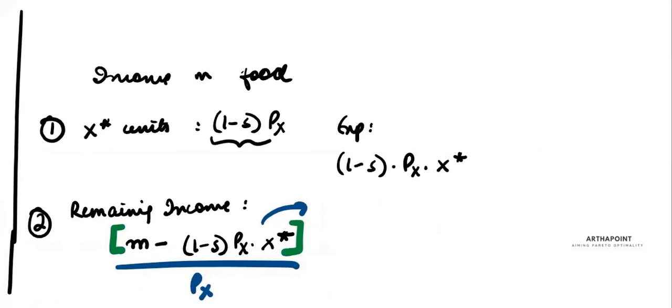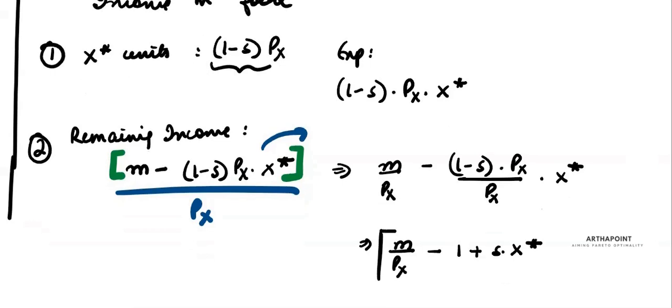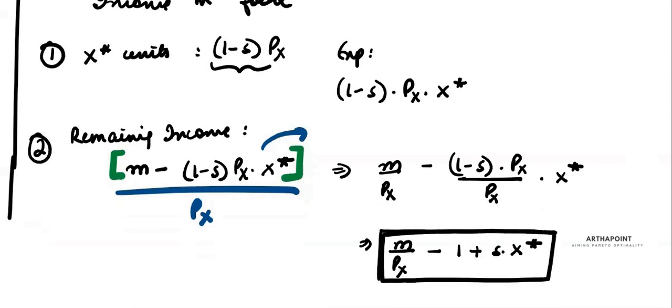So if I go ahead and solve for this, I will get M by PX minus 1 by S into PX by PX into X star. So this is going to be M by PX minus 1 plus S into X star. This is the amount that he can consume with his entire income. This is how you can find how much consumption it is possible for him to do.